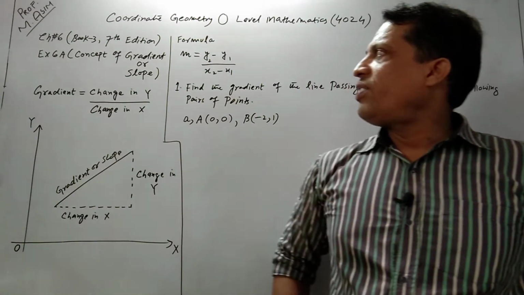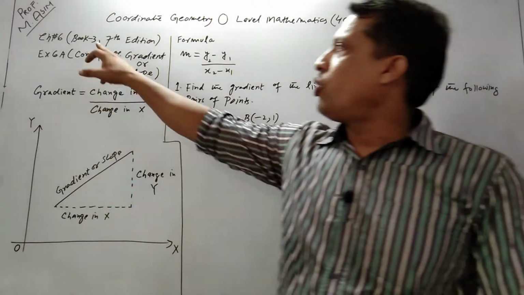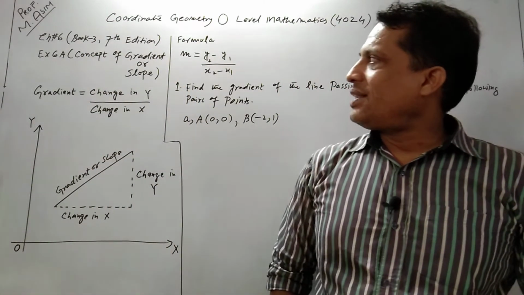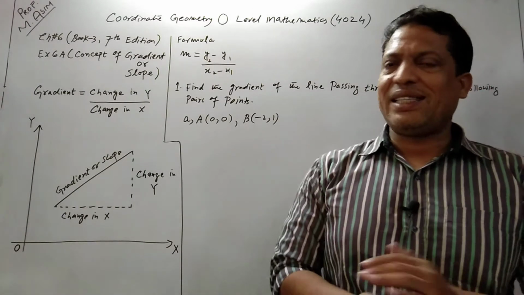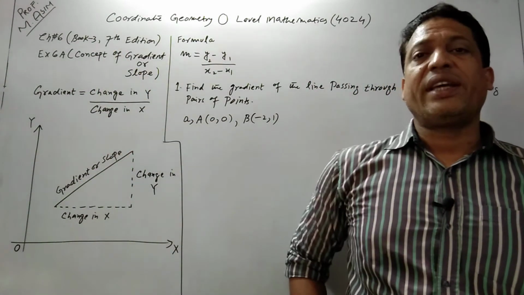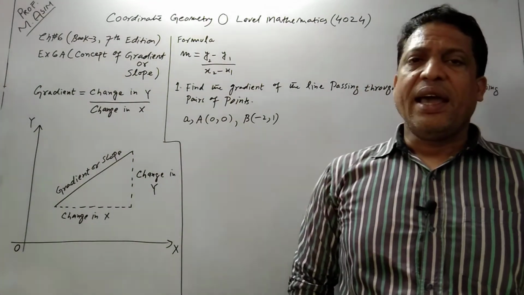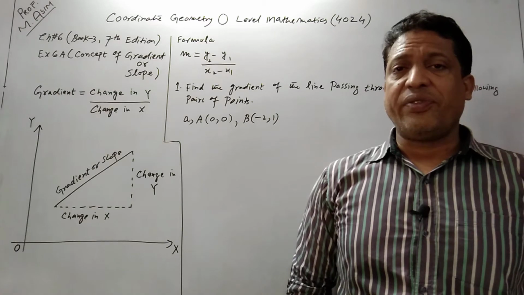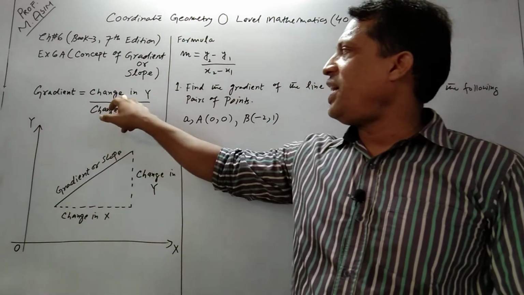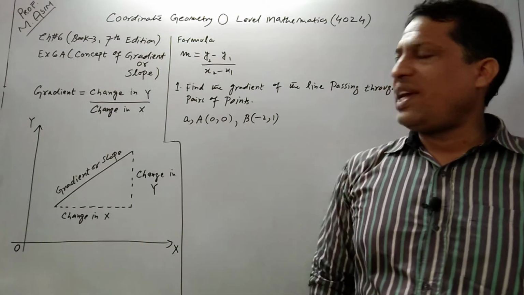So we are going to start chapter number 6, book 3, 7th edition. The topic of exercise 6a is the concept of gradient. We call it gradient or slope, both are the same. First have a look at the definition of gradient. What is gradient? Gradient is equal to change in y coordinate upon change in x.